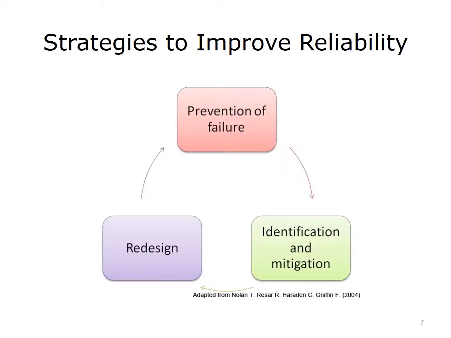To compensate for human limitations, the IHI framework employs a three-tiered strategy. The first line of defense is to prevent the failure from occurring in the first place. The second is to identify and mitigate failure. The last step is to redesign the system.